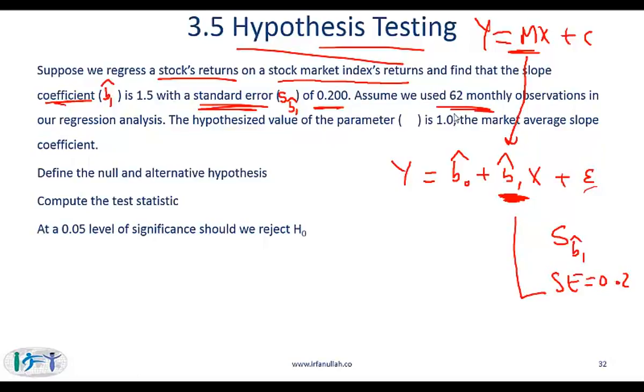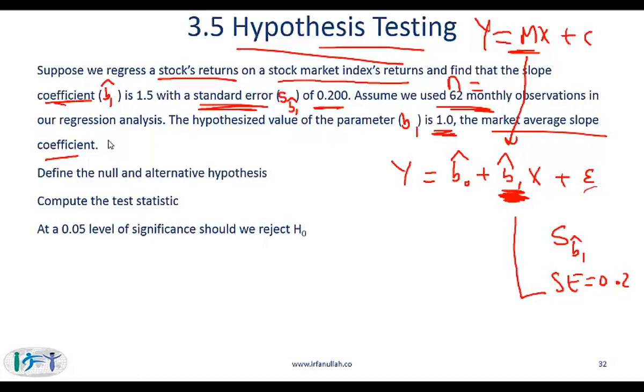Assume that we have 62 monthly observations. So what is N? That is 62. The hypothesized value of the parameter, we are focused right now on b1. So that will just be written as b1, no hat, because it's not an estimate, the hypothesized value is 1. This hypothesized value is the market average slope coefficient. If you regress the market against the market, the slope coefficient will be 1.